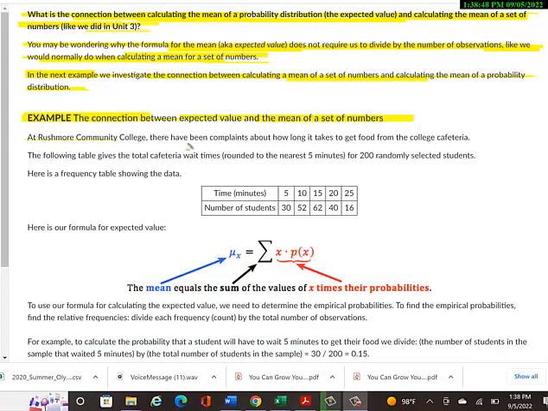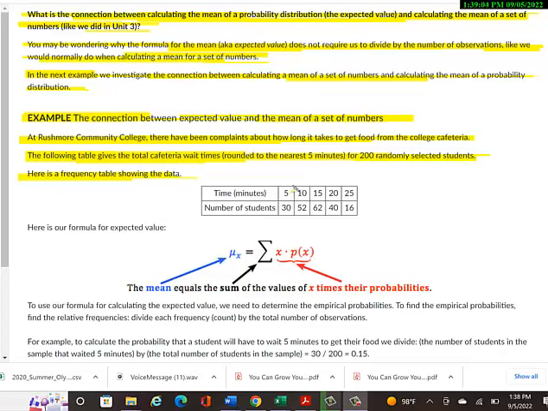At Rushmore Community College, there have been complaints about how long it takes to get food from the college cafeteria. The following table gives the total cafeteria wait times, rounded to the nearest 5 minutes, for 200 randomly selected students. Here is a frequency table showing the data.